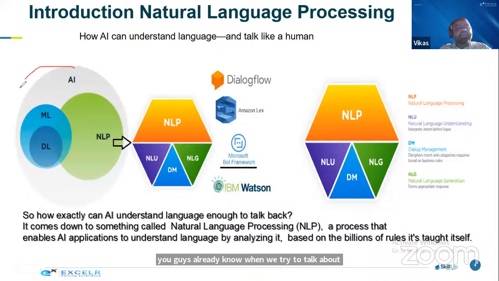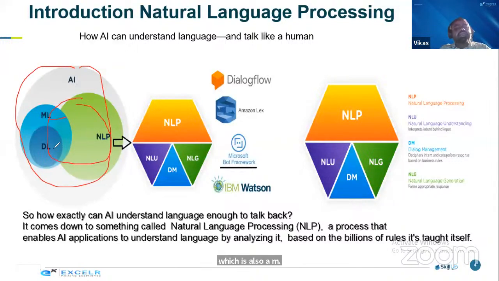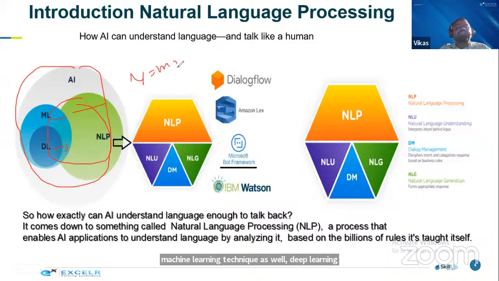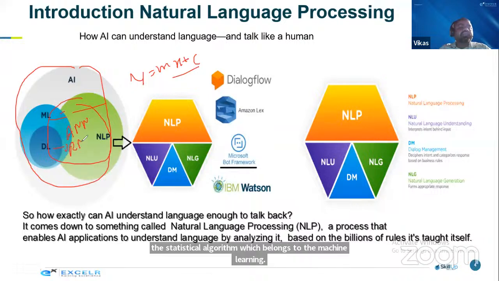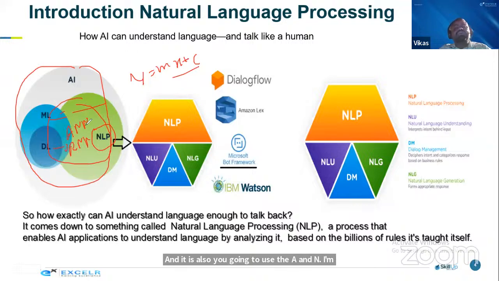NLP is a part of the entire AI, which is also an amalgamation of machine learning and deep learning, and it uses machine learning techniques as well as deep learning techniques. It will use y equal to mx plus c, all the statistical algorithms which belong to machine learning, and it is also going to use ANN and RNN in this NLP domain. When we talk about NLP, it is nothing but we try to understand human-like languages. And for NLP, guys, it is broadly classified into these categories. One is natural language understanding.